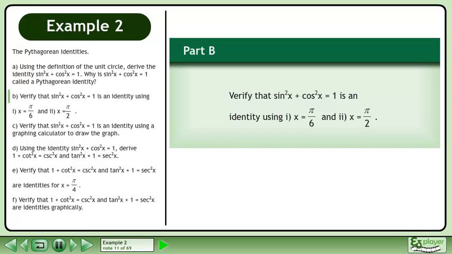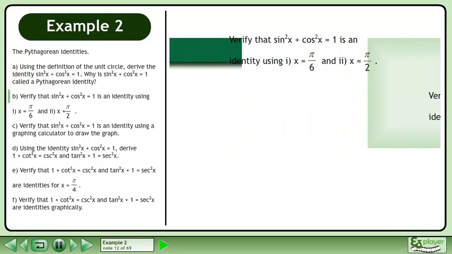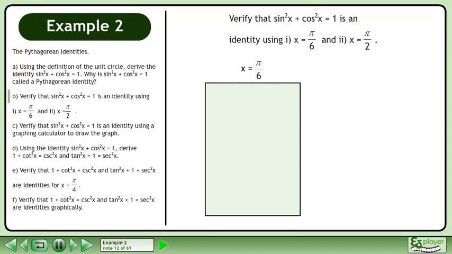In part B, verify that sin squared x plus cos squared x equals 1 is an identity using 1. x equals pi over 6 and 2. x equals pi over 2. Begin with pi over 6. Rewrite the identity sin squared x plus cos squared x equals 1. Plug in pi over 6 for x. Sin pi over 6 equals 1/2, and cos pi over 6 equals root 3 over 2.